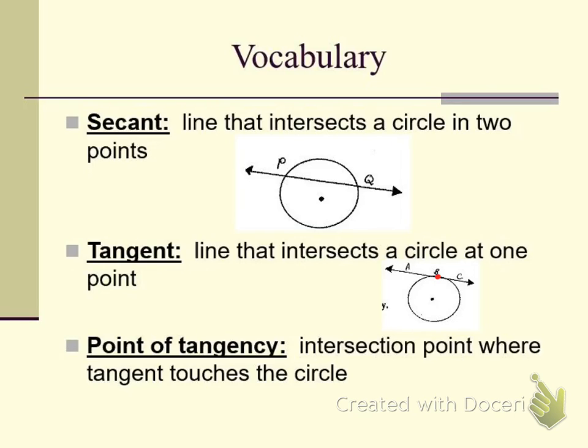So the point of tangency is that intersection point. So B would be our point of tangency. That 1 point where the tangent line touches the circle. So secant touches our circle in 2 points. Tangent only touches it at 1 point. B is the point of tangency, yes. So if you want to draw a little arrow from point of tangency to that point B, you could do that.